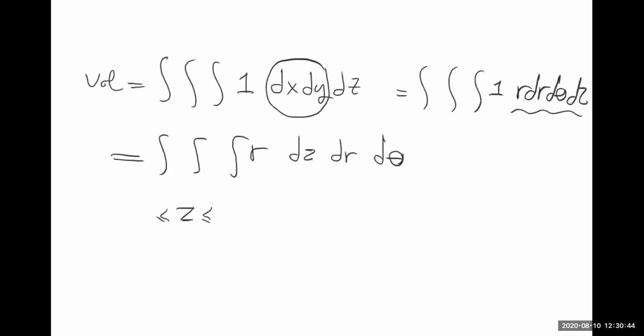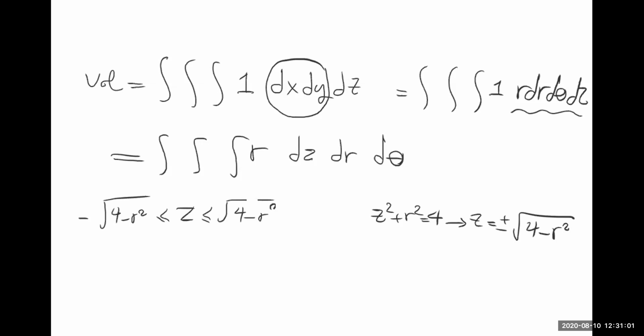Okay, I know z squared plus r squared is equal to 4. I would isolate z. It would be the square root of 4 minus r squared, plus or minus. So z is between minus the square root of 4 minus r squared and plus the square root of 4 minus r squared. These are the bounds for z.